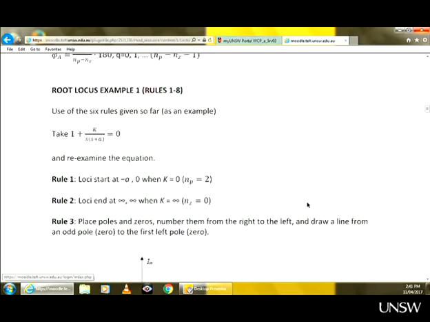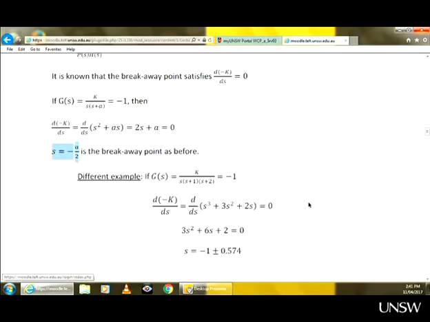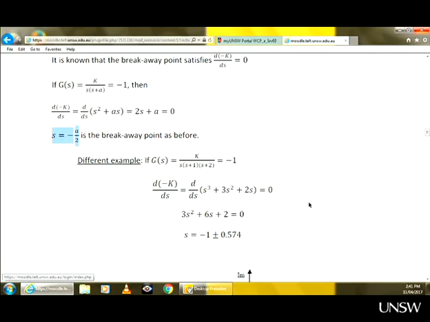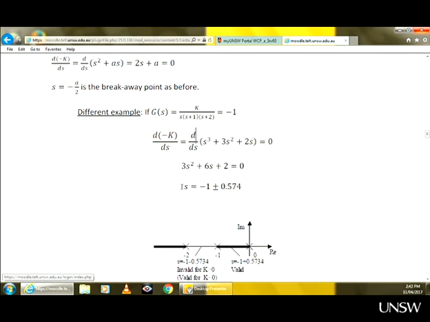Okay, so let's try another example just to show you the breakaway point rule. From this expression, you find minus k. So minus k will be equal to this. This polynomial is s cubed plus 3s squared plus 2s when you expand this. Find the derivative. So you will get 3s squared plus 6s plus 2 equal to 0. And then you solve that equation, and you get 2 values for the breakaway point. Which one is the right one?